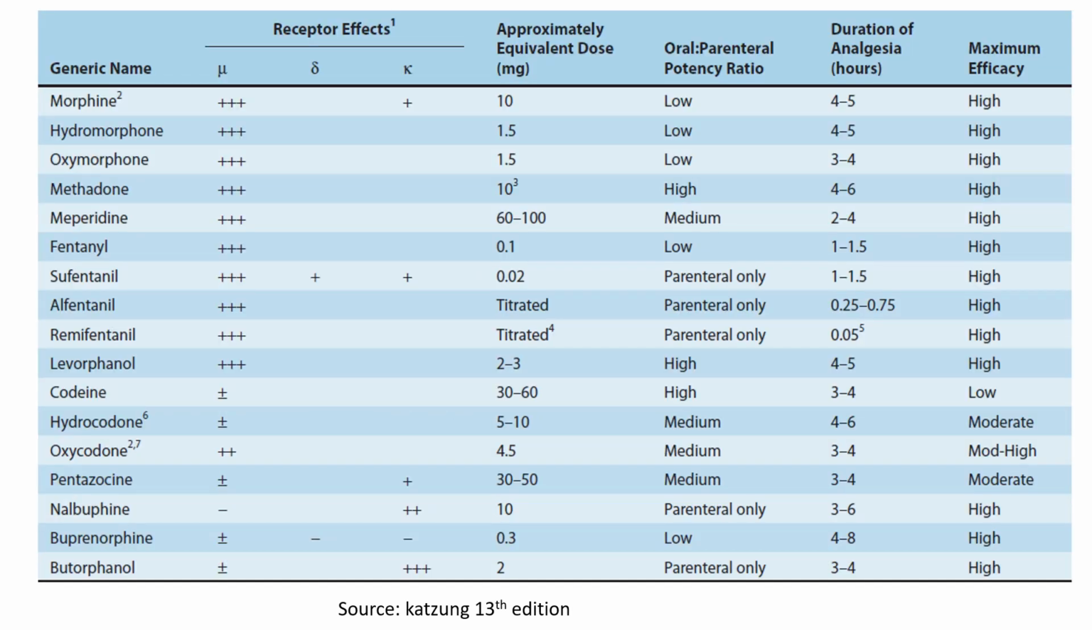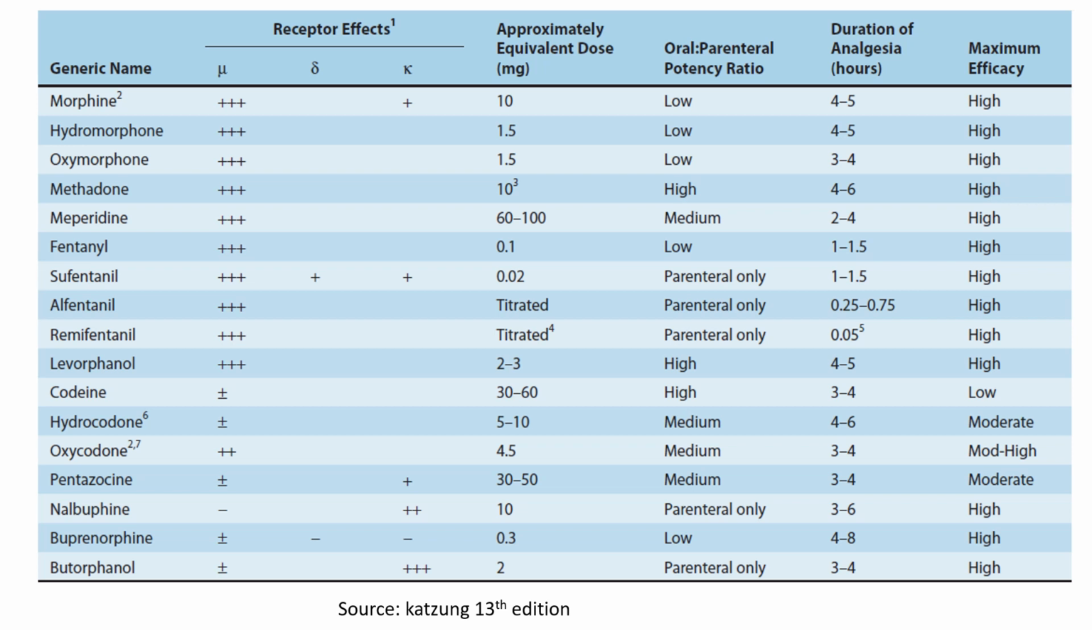There are certain opioid analgesics which have strong affinity for mu receptors, namely morphine, hydromorphone, oxymorphone, methadone, meperidine or pethidine, fentanyl, sufentanil, alfentanil, remifentanil, levorphanol. These drugs have strong affinity towards mu receptors. Codeine, hydrocodone, and oxycodone have moderate affinity.